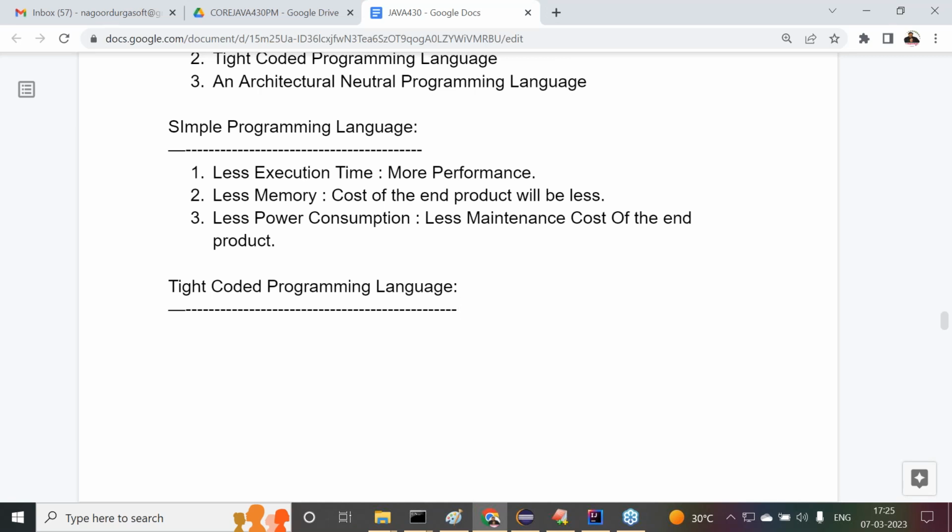All right. The second factor to prepare the new programming language is a tight coded programming language. What is the meaning of this tight coded programming language? All of you observe carefully. Listen carefully.